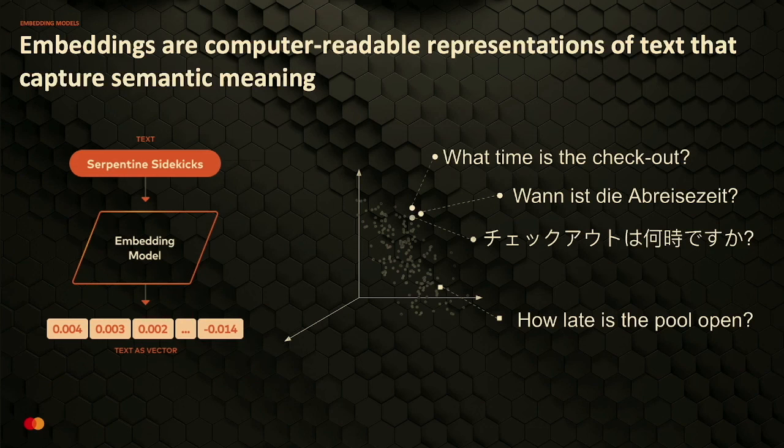Let's look at what embedding is. Embeddings are computer-readable representations of text that capture semantic meaning. If you have a sentence, the computer cannot understand the sentence as raw language. It can only understand numbers. So we first convert the entire sentence into a vector. This is embedding. So embedding is a high-dimensional vector that can represent the meaning of text. That's why it can keep the relationships between sentences. We can see that in the right image. What time is the checkout? The same sentence in different languages are close to each other because they have a similar meaning. And how late is the pool open? It has a different meaning, so it's further away.